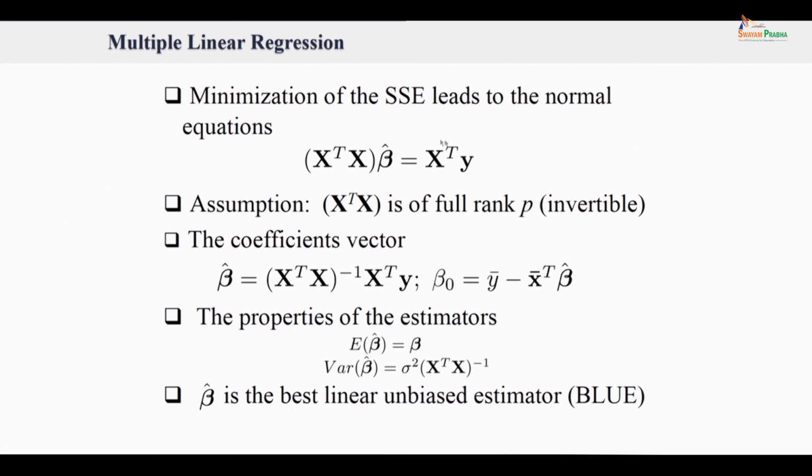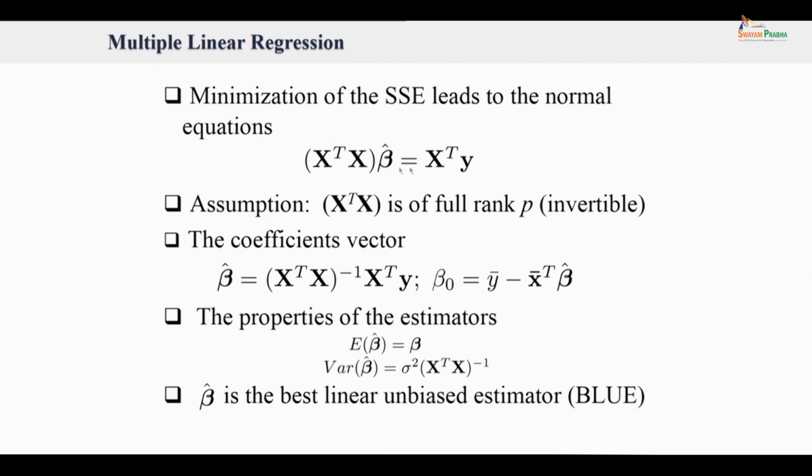Now remember X is an n cross p matrix, so X transpose is p cross n. So X transpose X is a square matrix of size p cross p, multiplied by the p cross 1 vector beta, and similarly it is p cross 1 on the right hand side. So these are p equations in p variables. These are linear equations in beta; X is known, y is known.